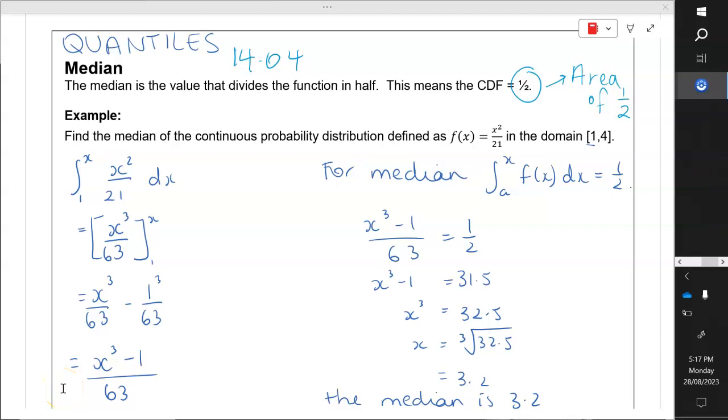Hi Year 12. So this video is looking at quantiles, which works in with 1404 in our probability, our PDF topic basically for Year 12. And the first thing we want to look at is the median.